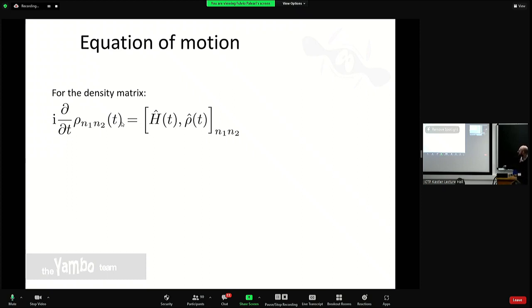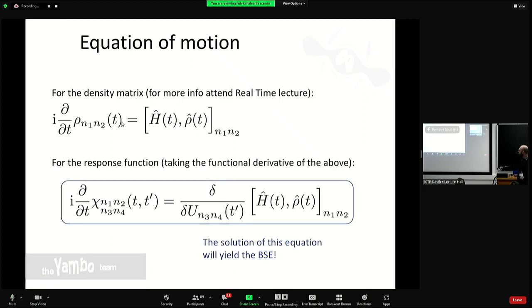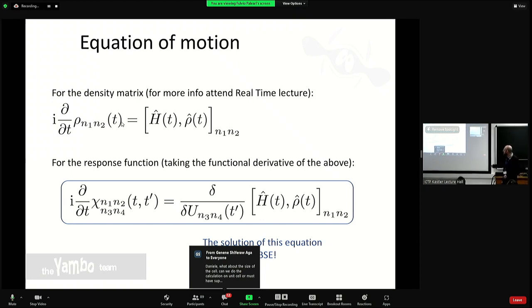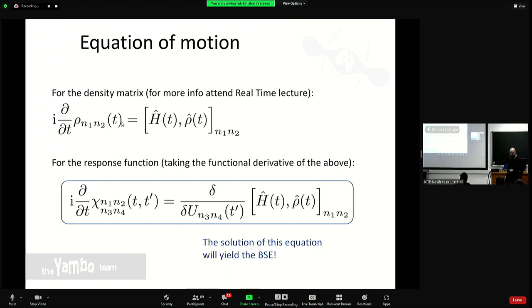But then we can think about a way to transform this into an equation for the response function. We just take the functional derivative of both sides with respect to the external field. So this side becomes an equation of motion for the response function. But then we have to compute the functional derivative of these commutators. And let's say the most difficult part of this is computing the functional derivative with respect to the electron-electron interaction parts of the Hamiltonian.